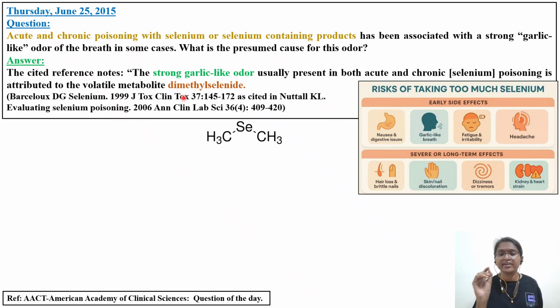So try to integrate and read. I will give you the link in the description where I have discussed mercury and methyl mercury toxicity. In that, one of the questions that came in the DABT recertification was about dimethylselenide also. So try to read it.